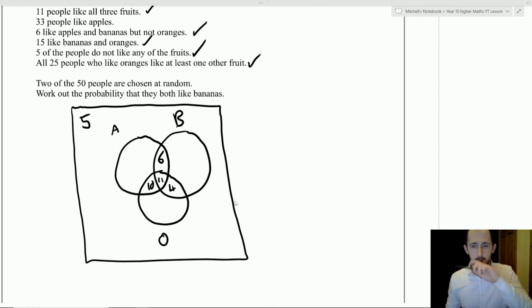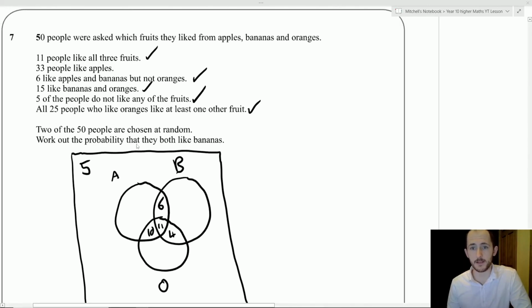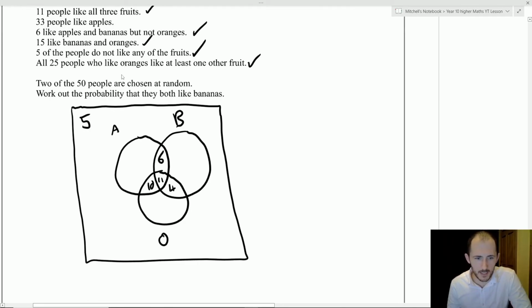Cool. Sorry for that noise, by the way. I've muted it. Okay. Now we can start working our way out, right? So 33 people like apples is where that 6 is.